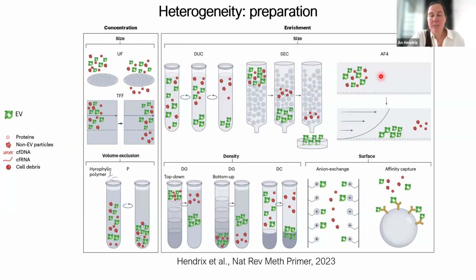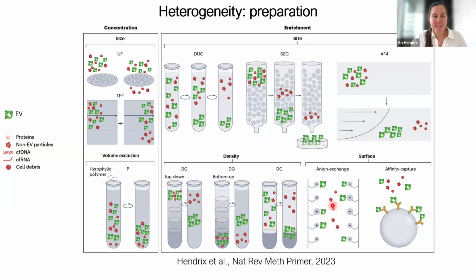So methods that enrich extracellular vesicles based on size are differential ultracentrifugation, size exclusion chromatography, or asymmetric flow field-flow fractionation. Another biophysical characteristic that is commonly exploited is their density. Different types of density gradients can be performed in a top-down setup or in a bottom-up setup, or for example, also density cushions. Besides that, also some surface characteristics can be exploited. For example, the presence of particular antigens that are then captured making use of antibodies, or also surface charge can be exploited to separate extracellular vesicles from their source.